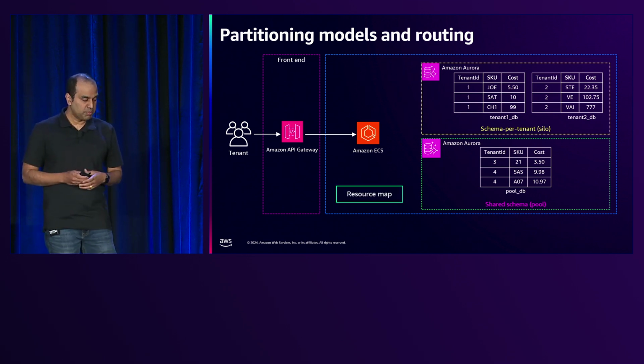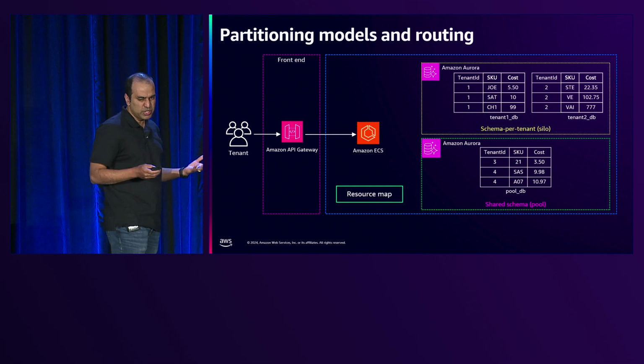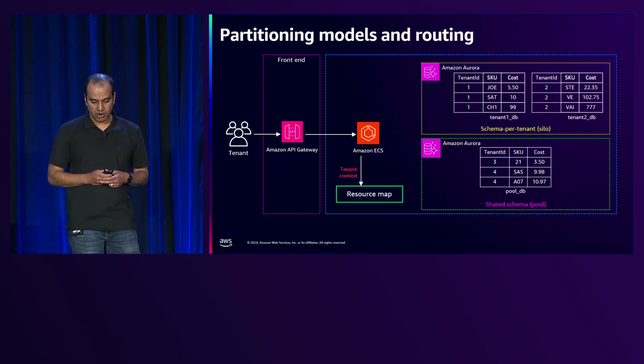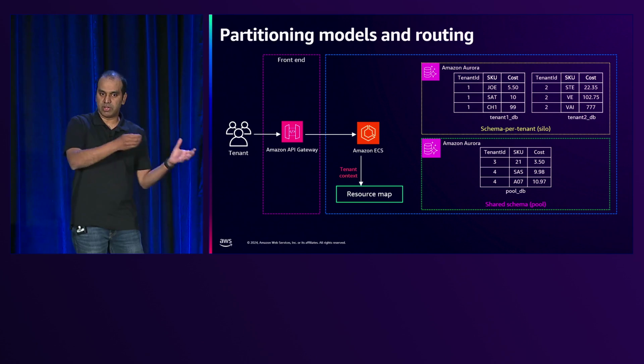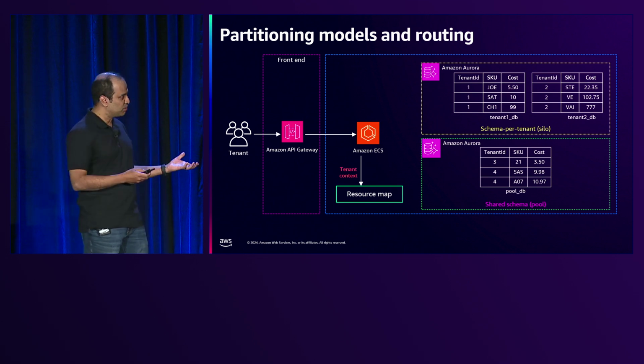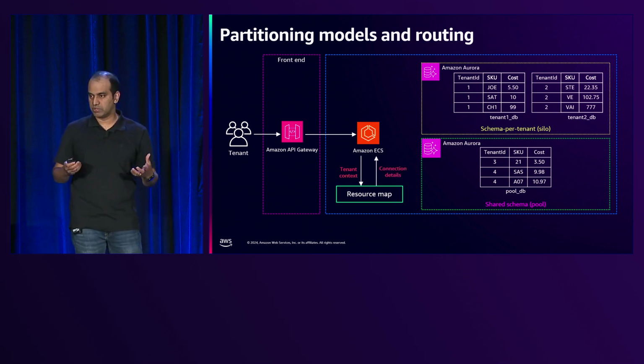So you would typically have something called a resource map or a mapping service where you pass the tenant context. Tenant context is what you get in the request, right? Every request should have some kind of a tenant context, like a tenant ID as an example. And using that tenant ID, you would go to this mapping service, and then the mapping service returns the connection details, using which you would go to the right destination or to the right database in this case.